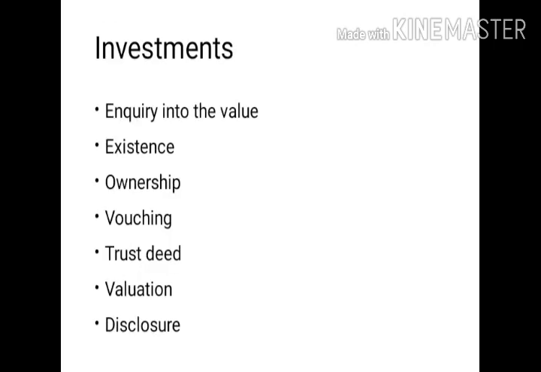The next item here to value is investment. Investments include government securities, shares, debentures, etc. So first point is inquiry into the value. When the number of investments is very large or high, the auditor should ask for a schedule of investments made by the client. Schedule of investments here when the company has invested in particular government securities or shares. So okay, that particular schedule has to be given to the auditor to verify.